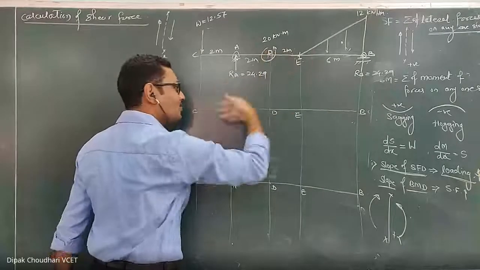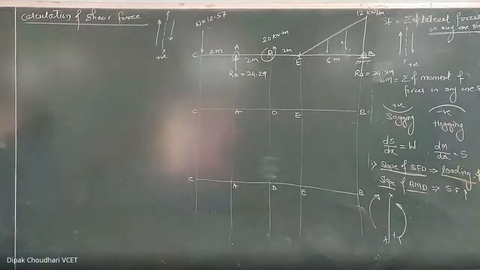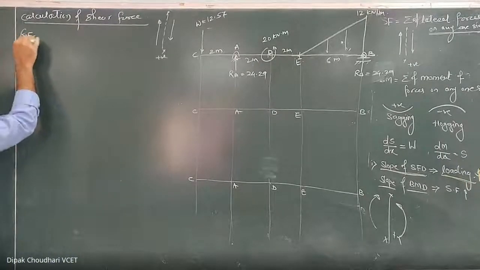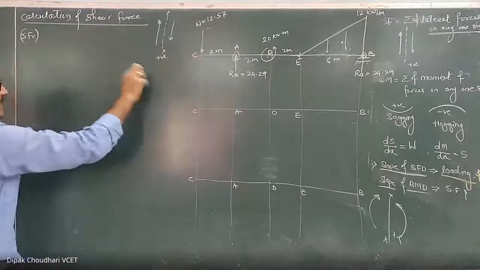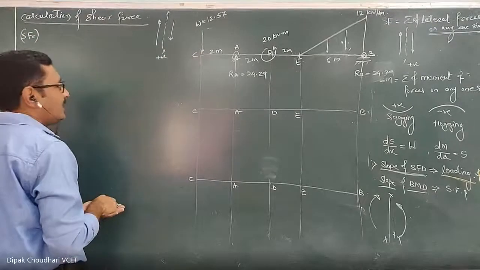So simply you have to ignore and draw the shear force diagram. Yeah, so let's calculate the shear force diagram. Let's start from the left. So shear force at point C. C पे point load है, इससे there is a sudden change in the shear force value. So you will get two different values.